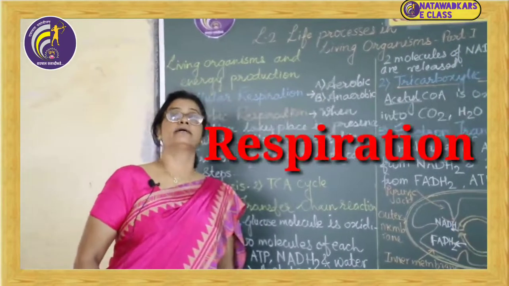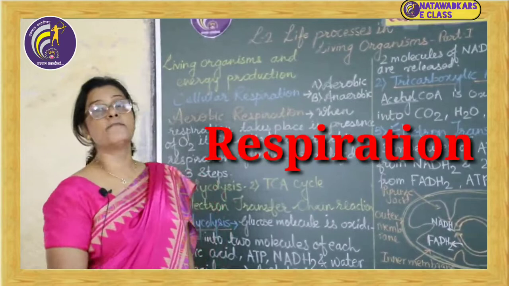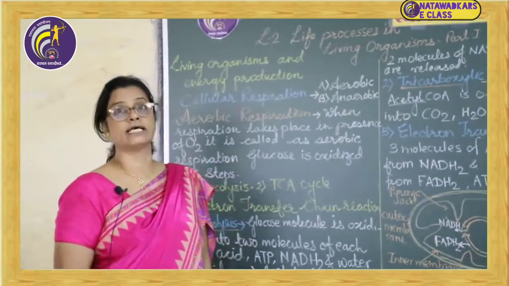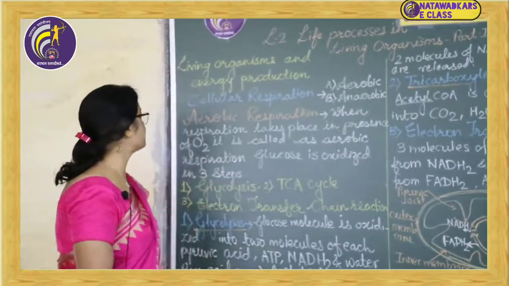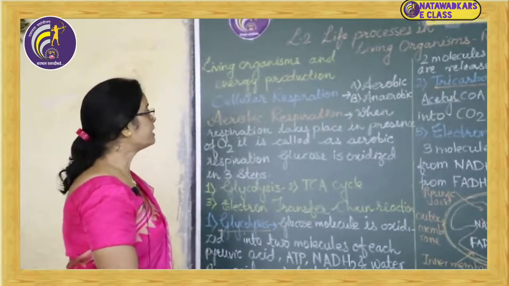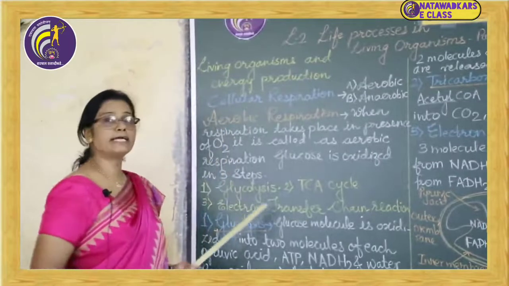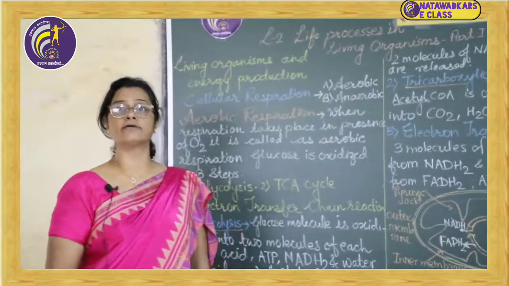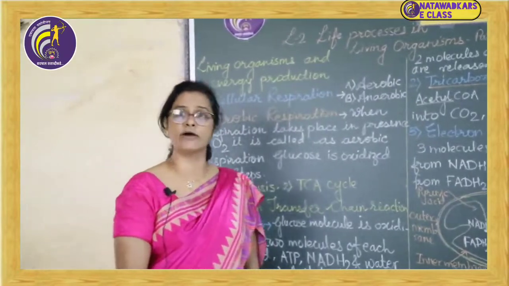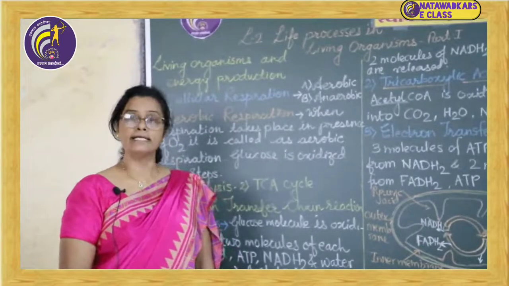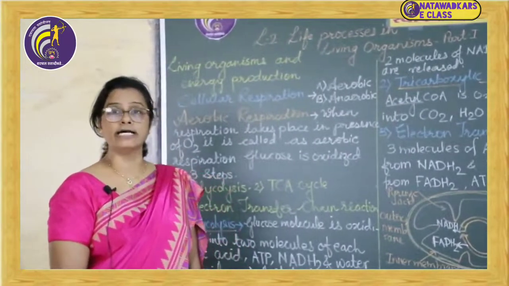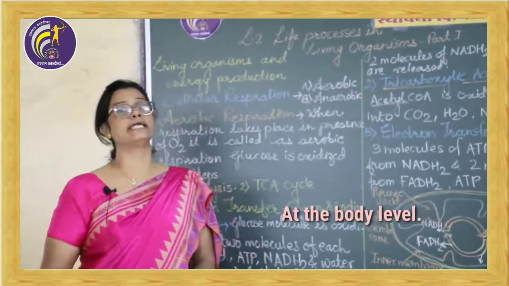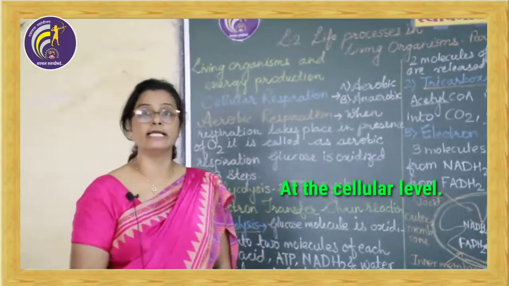Students, we know that respiration is a most important, very crucial and life-sustaining process. Respiration is nothing but taking in oxygen and giving out carbon dioxide. It is the simplest definition of respiration. But respiration occurs at 2 levels. One is at the body level and the second is at the cellular level.